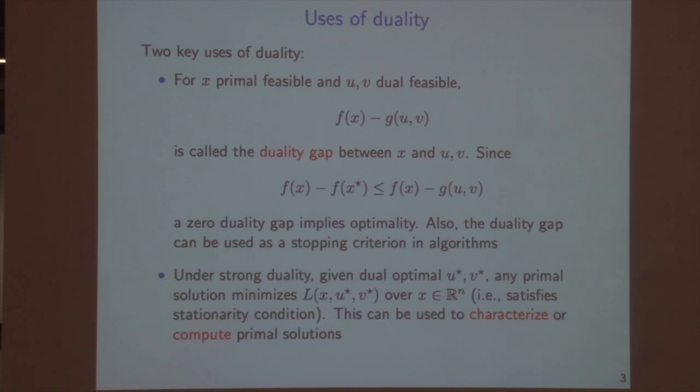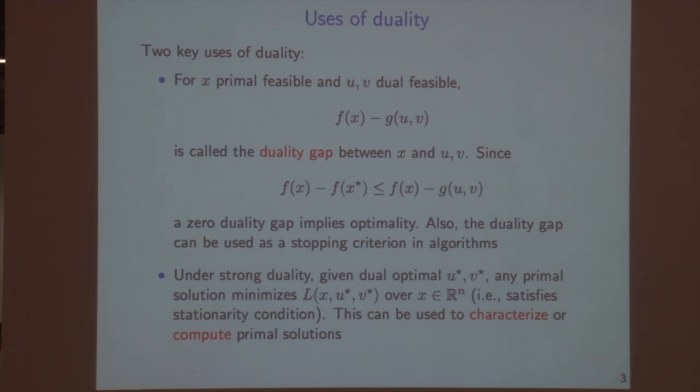And what happens is we get to a point where we check that the achieved value of f of x minus the achieved value of g of u, v is less than or equal to, say, 0.01. Well, that implies that f of x is no farther than 0.01 from its optimal value, and g of u, v is no farther than 0.01 from its optimal value. So the duality gap is a bound on the suboptimality that we're seeing at each of those iterates.